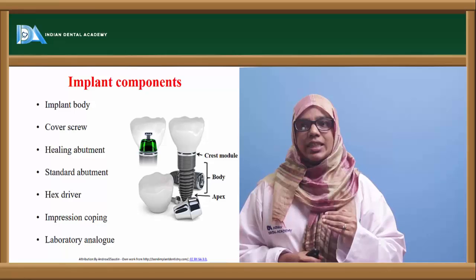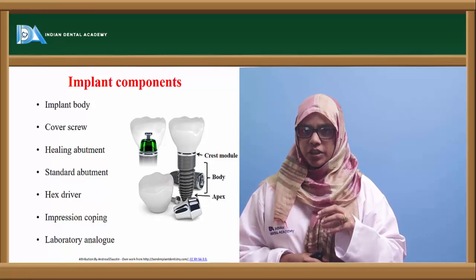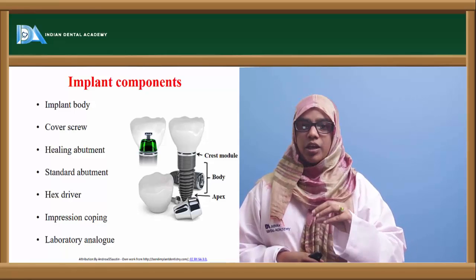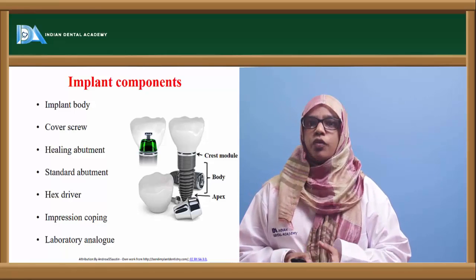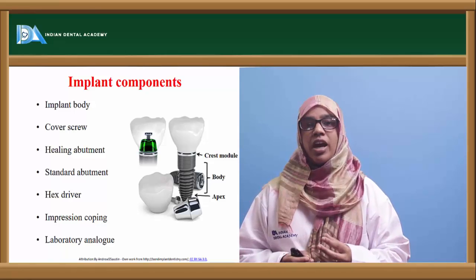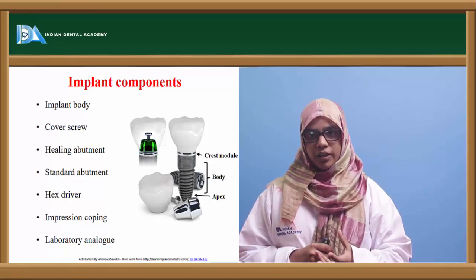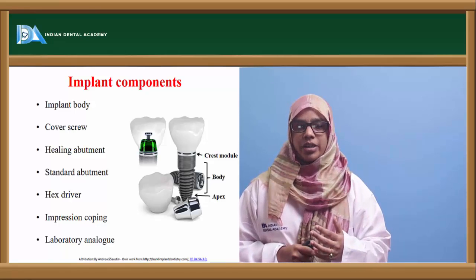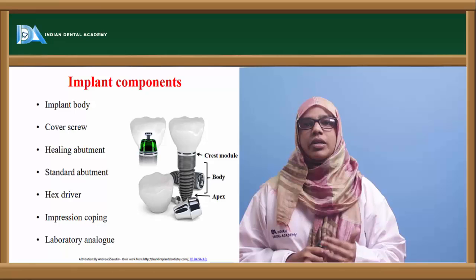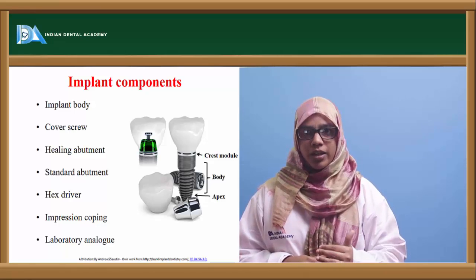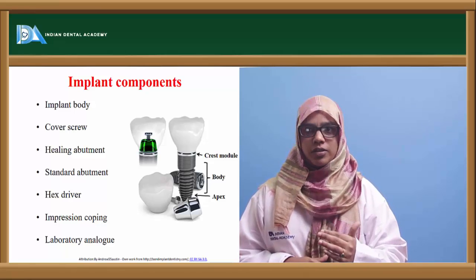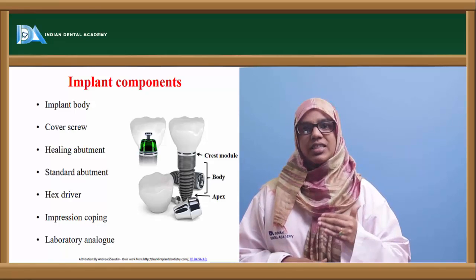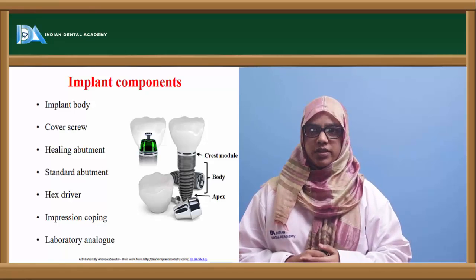Then comes the healing abutment. Healing abutment is nothing but a cylindrical portion of metal that is fit on top of the implant. Now, this is used to contour the soft tissue, or contour the gingiva, to have a good emergence profile. Okay, that is the use of a healing abutment. Then comes your standard abutment. Your standard abutment is nothing but a connector between your implant and your removable or fixed prosthesis. You will fit this connector either with cement or with a screw. It is a connection between the implant and your prosthesis.